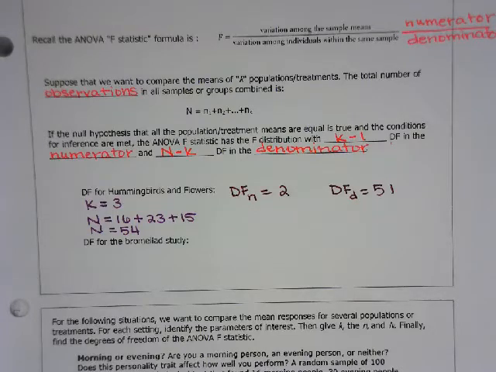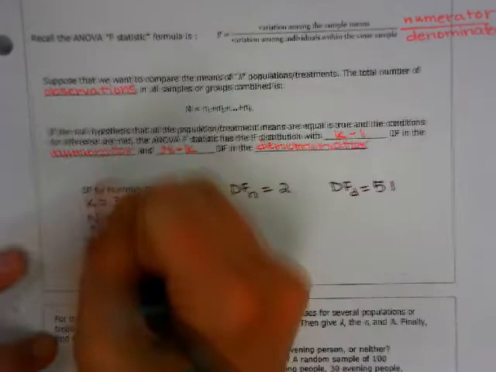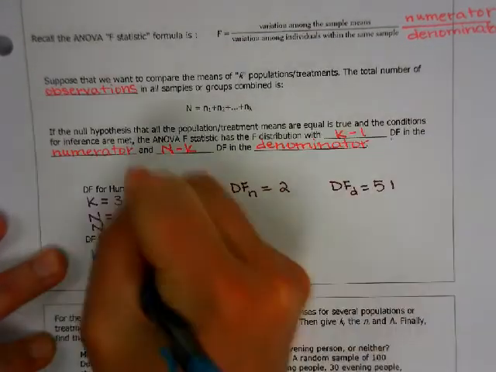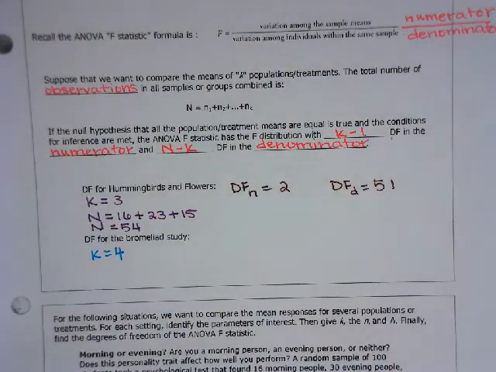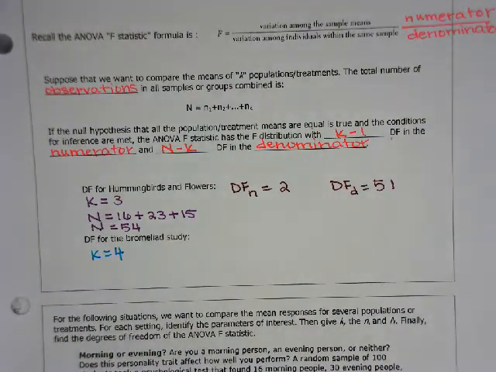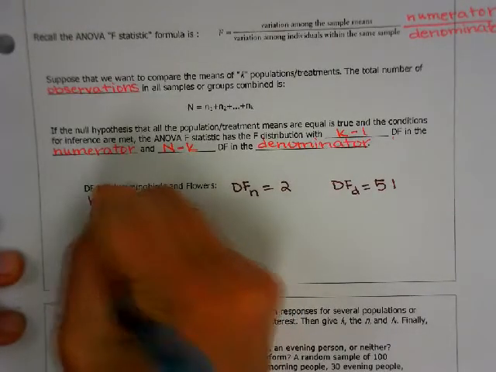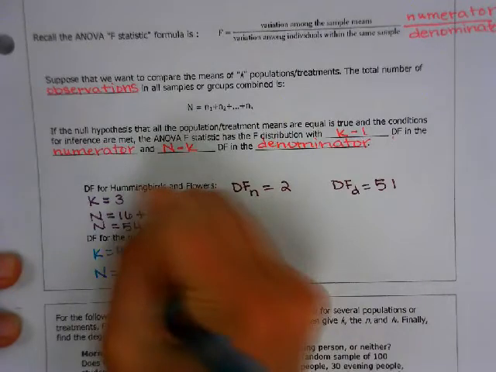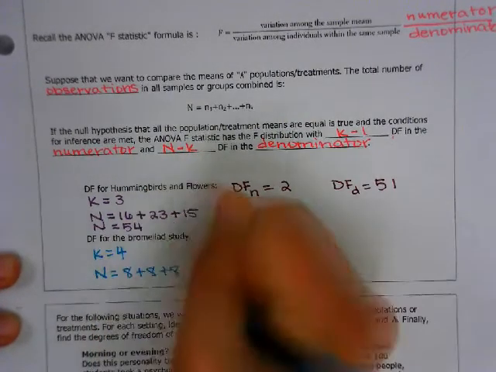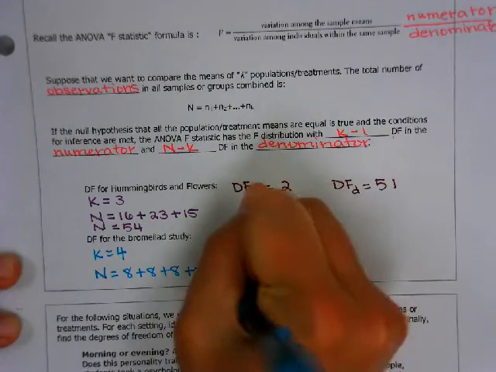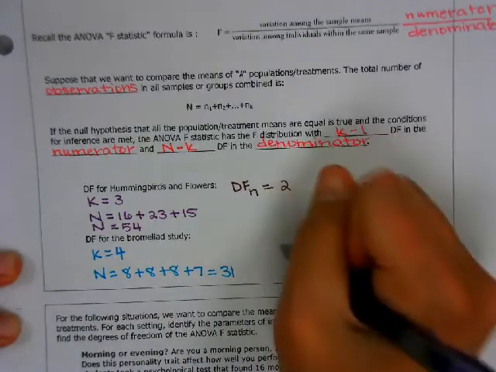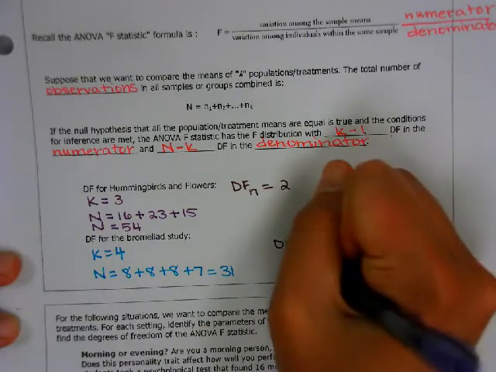All right, what's K for this one? 4, because we had nitrogen, phosphorus, both, neither. There were 4 groups. What was our population? We had 8, 8, 8, and 7, right? What does that equal? 31. So what's the degrees of freedom for the numerator? 3, because we take K minus 1. Degrees of freedom in the denominator? 27, 31 minus 4.